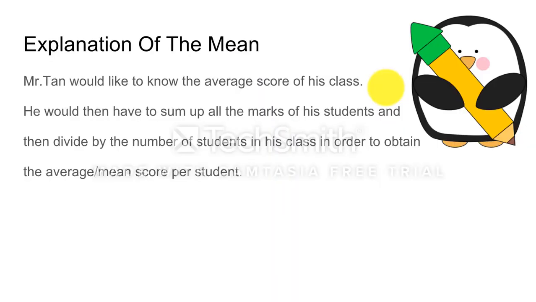Now, let's suppose that Mr. Tan would like to know the average score of his class. He would then have to sum up all the marks of a student and then divide by the number of students in his class in order to obtain the average or mean score per student. So therefore, that gives you a more detailed explanation of how the mean works.